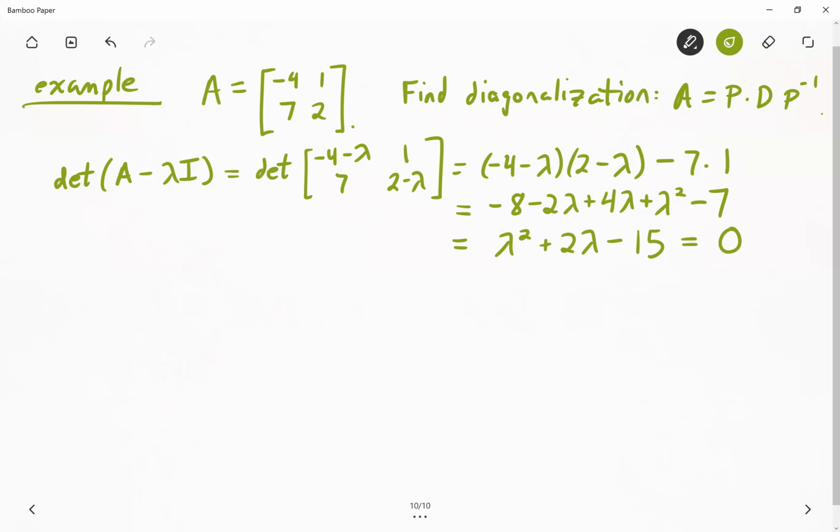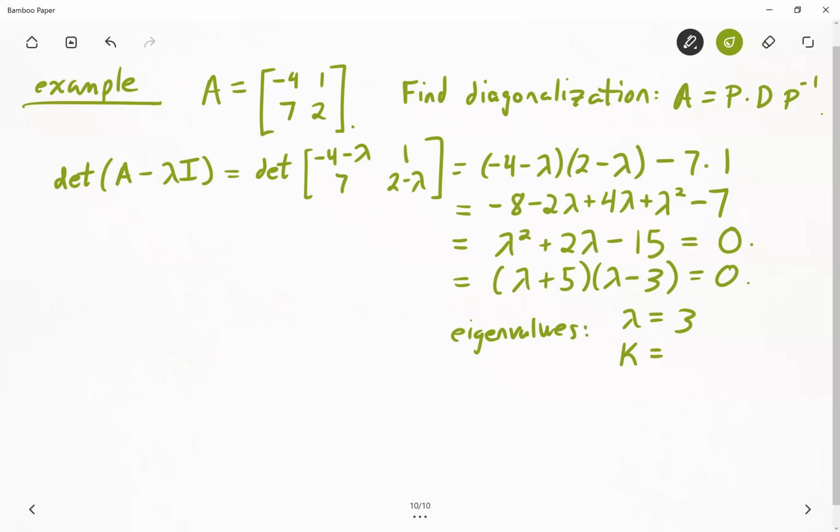All right, we want to set that equal to 0. Let's see. This should factor nicely, I think. This is going to factor as lambda plus 5 and lambda minus 3. All right, so we get 2 eigenvalues. We'll call one lambda equals 3, and the other one, to keep things clear, I'll call kappa, which is negative 5.